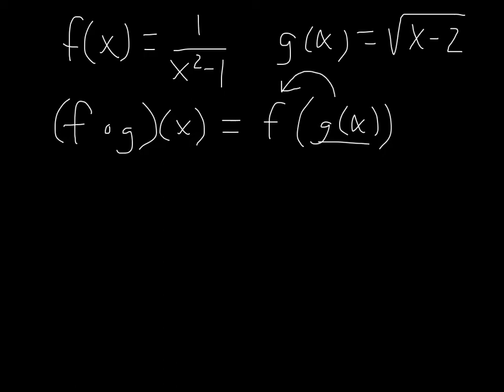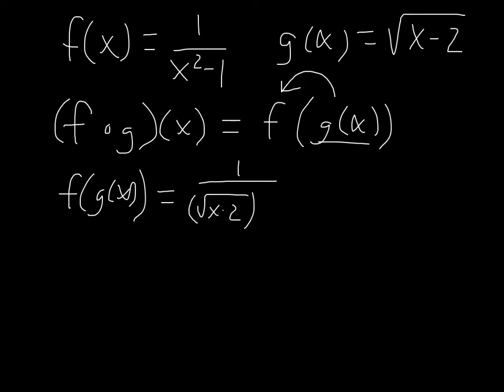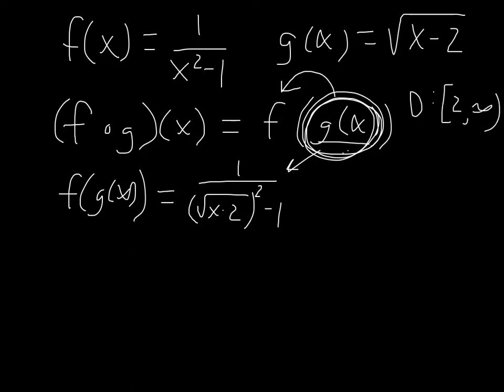So when we do this, we find f of g of x equals 1 over the square root of x minus 2 squared minus 1. Now, at this point, you always need to consider the domain of g of x. Whatever is restricted for g of x will stay restricted to your new function, even when simplified. The domain of g of x is 2 to infinity.